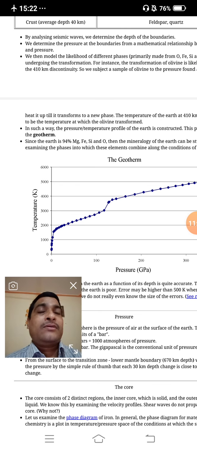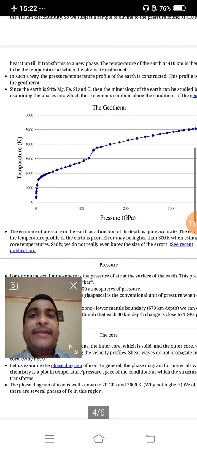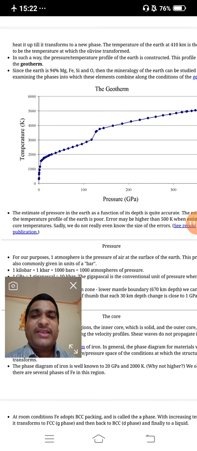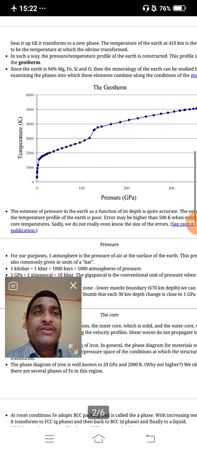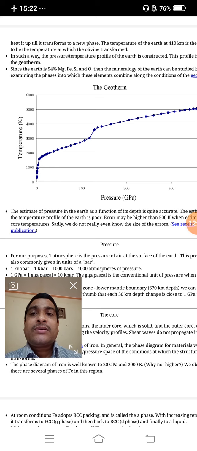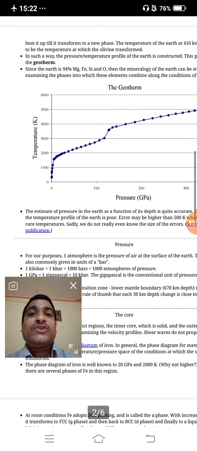Temperature and pressure, the geothermal gradient. What is meant by geotherm? Geotherm means the pressure and temperature profile of the earth, constructed on a diagrammatic representation. This profile is called the geotherm, and it is also called the geothermal gradient.